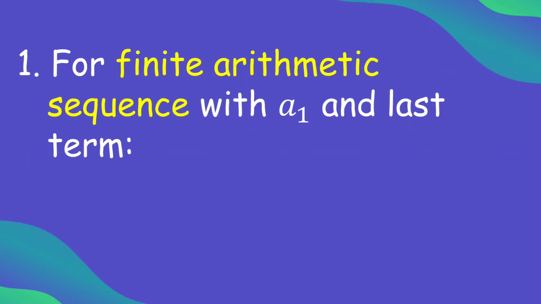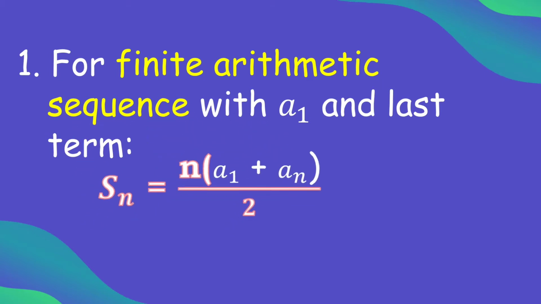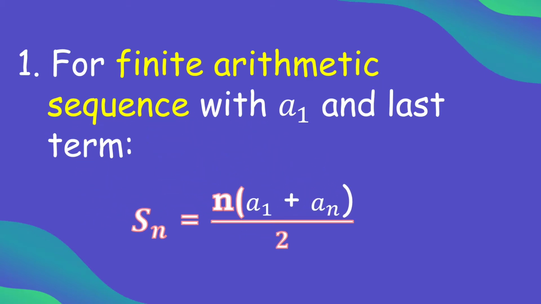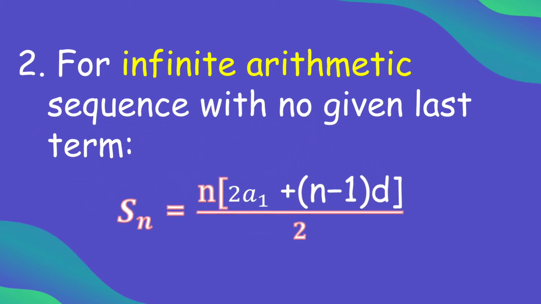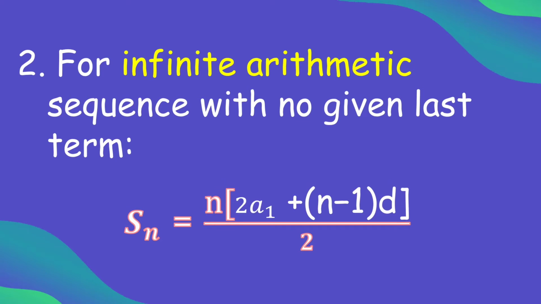Number 1, for finite arithmetic sequence with a sub 1 and last term, we will use S sub n equals n quantity a sub 1 plus a sub n divided by 2. Number 2, for infinite arithmetic sequence with no given last term, we will use S sub n equals n quantity 2a sub 1 plus n minus 1 times d divided by 2.